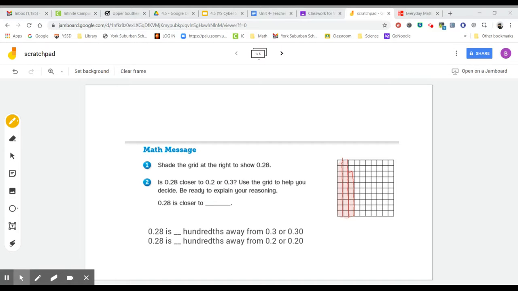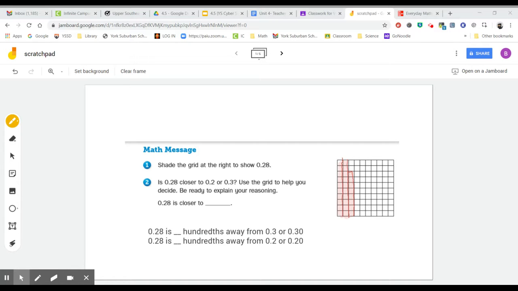Okay, to follow up on your math message, the question you're working on, you're asked to shade the grid to the right to show 28 hundredths. Okay, so this is a hundredths grid. But we still want to keep in mind that each column represents a tenth. So therefore, if I have 28 hundredths, the student tells me I need to shade two columns or two strips. So that represents my 2 tenths. And then I need to add to the 2 tenths 8 hundredths, which can be 8 individual squares.